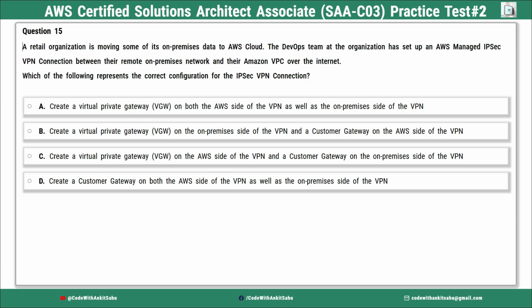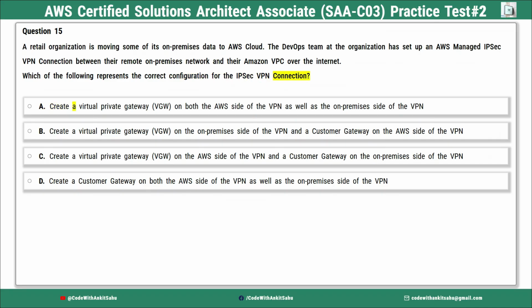Question 15. A retail organization is moving some of its on-premises data to AWS Cloud. The DevOps team at the organization has set up an AWS-managed IPsec VPN connection between their remote on-premises network and their Amazon VPC over the Internet. Which of the following represents the correct configuration for the IPsec VPN connection?